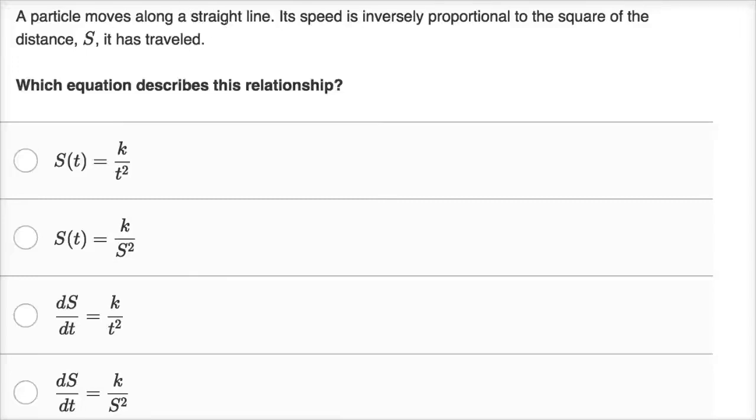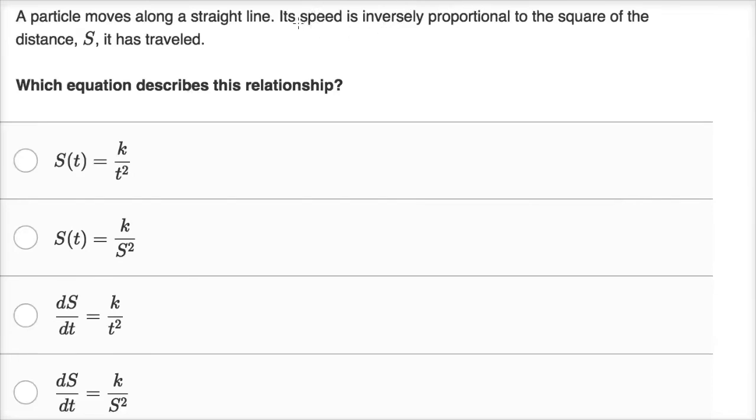A particle moves along a straight line, its speed is inversely proportional to the square of the distance, s, it has traveled. Which equation describes this relationship? So I'm not going to even look at these choices, and I'm just going to try to parse this sentence up here and see if we can come up with an equation.